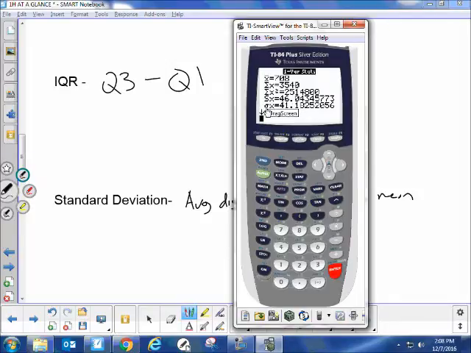If I had a population, this is the population standard deviation. Sometimes we'll use one versus the other, depending on what type of data we are given, whether it's a sample or a population. N is the total amount of data points that I have. We should be familiar with that.